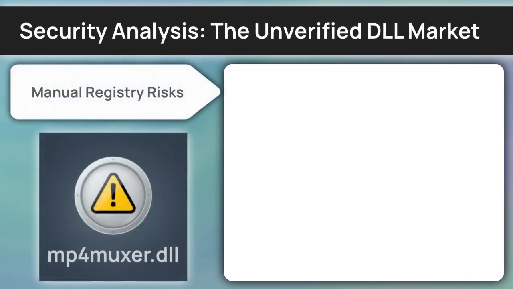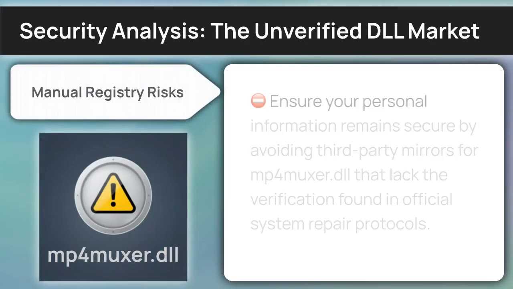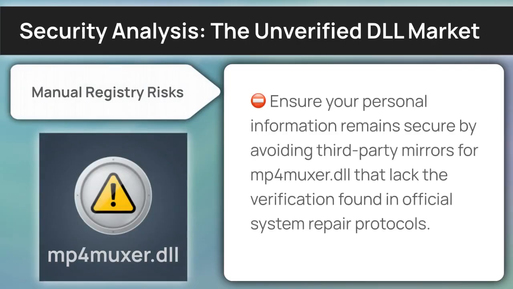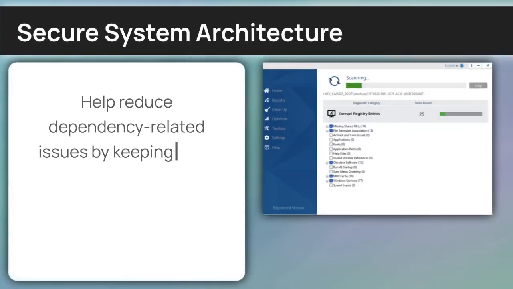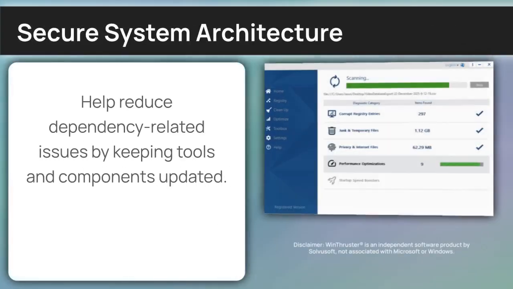Before concluding, I want to address a critical security consideration for maintaining your system's integrity. Ensure your hardware remains stable and your software stays under warranty by avoiding the manual manipulation of high-level library files, like the mp4muxer library DLL. Using a professional maintenance utility is a proactive step toward keeping your system state healthy and your software synchronized.